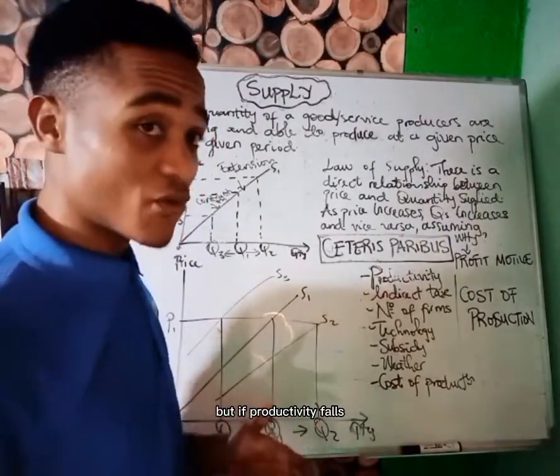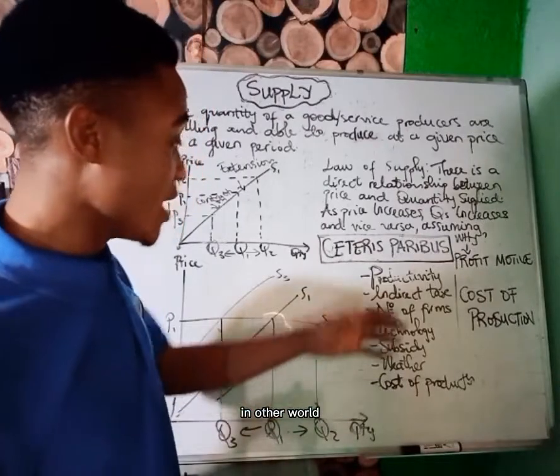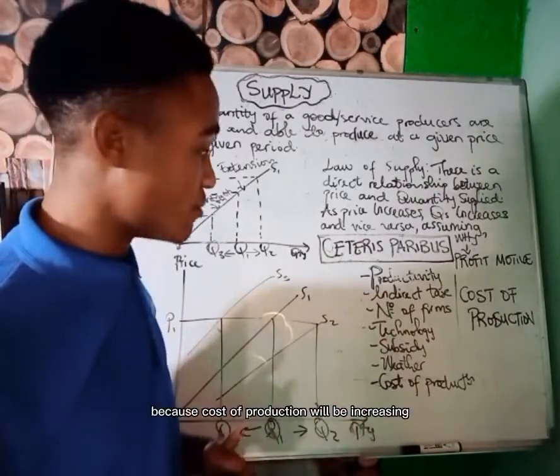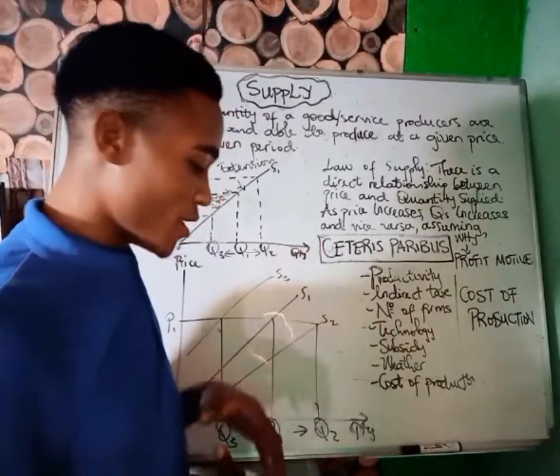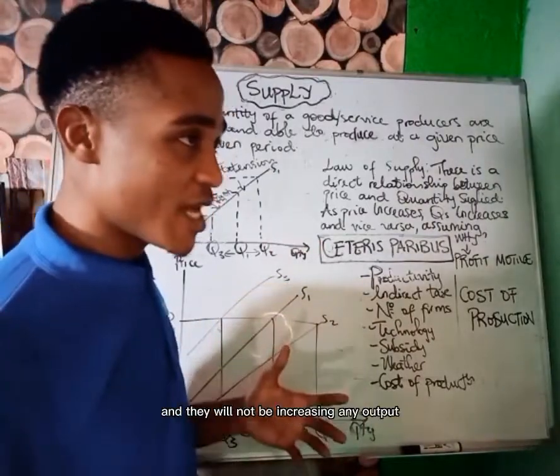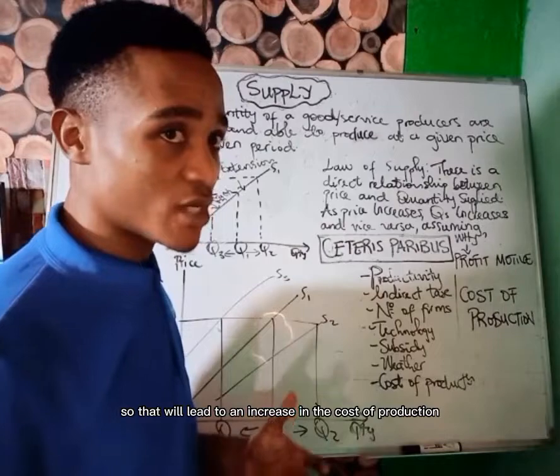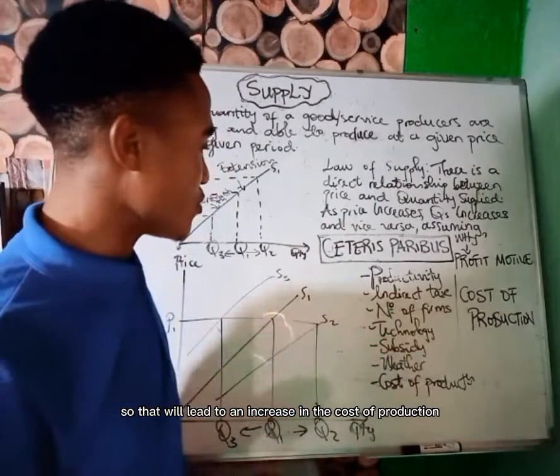But if productivity falls, then the reverse will be true. In other words, there will be a fall in supply because the cost of production will be increasing. In fact, you will be paying workers and they will not be increasing any output. That will lead to an increase in the cost of production.